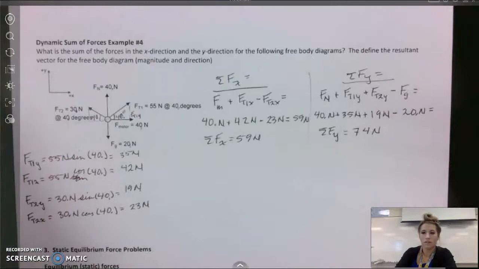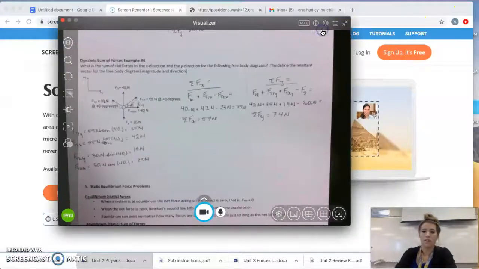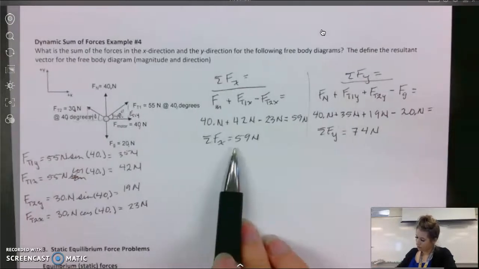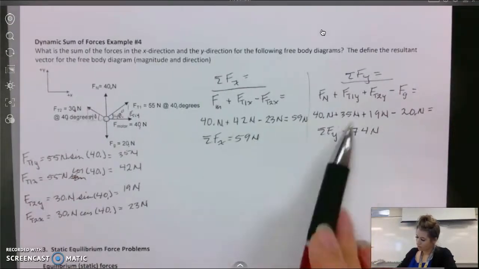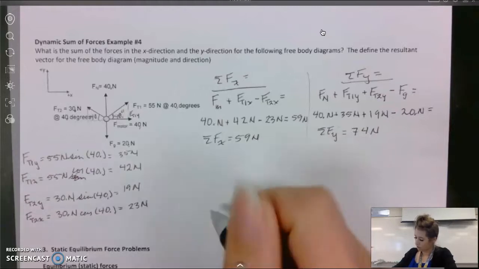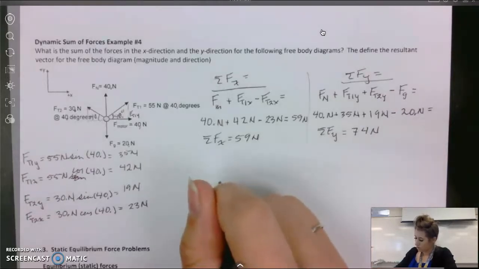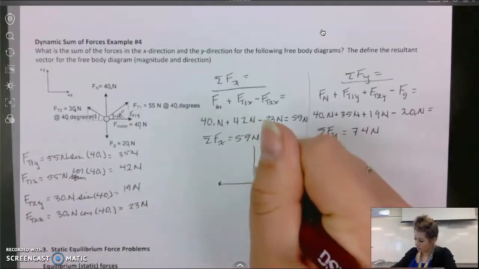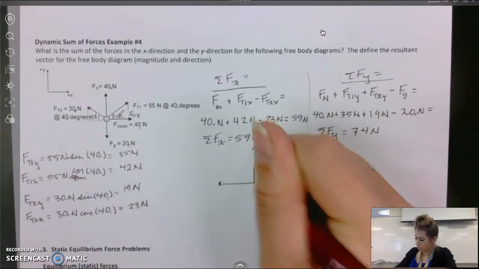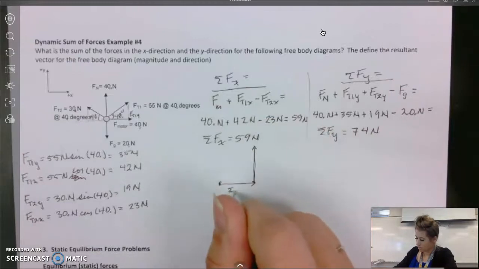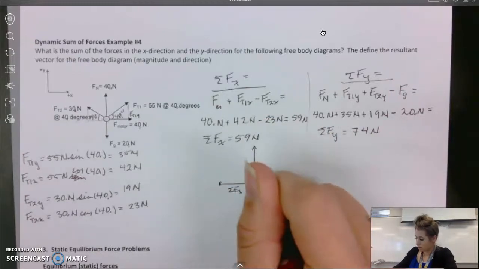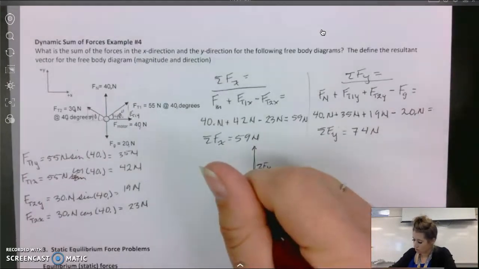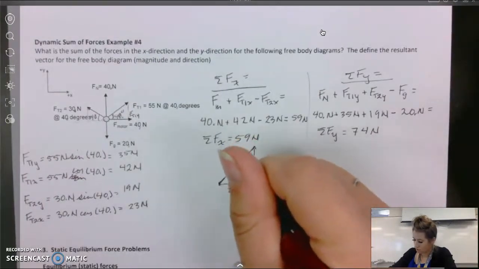Let me check where we're at on time. Okay, good. Now, let's look at our resultant. So we have positive x, positive y. The y is larger. So if I were to draw this out, I'd say, okay, there's my x, there's my y, right? This is the sum of the forces in the x direction, the sum of the forces in the y direction, and I would have this resultant, or just the sum of the forces in general.